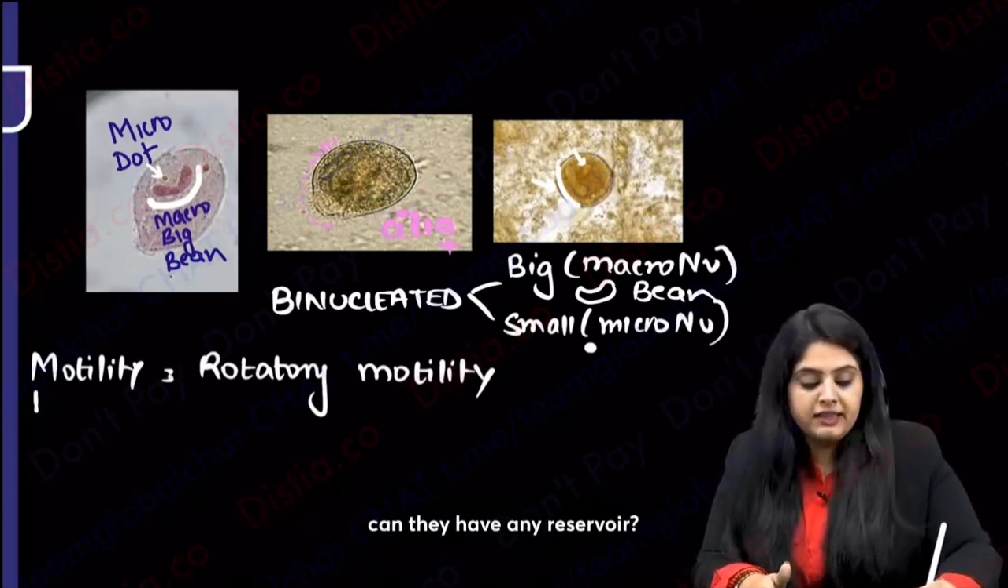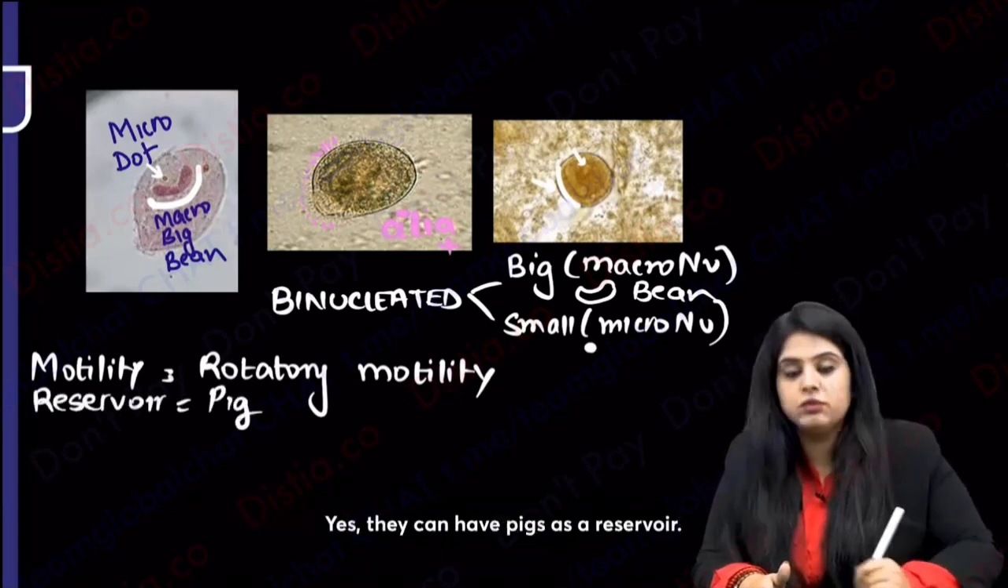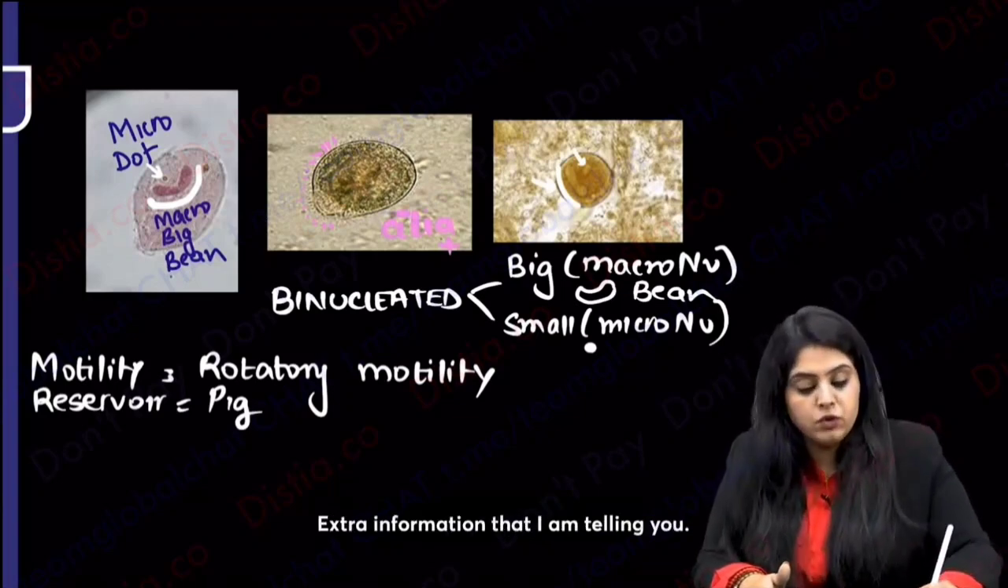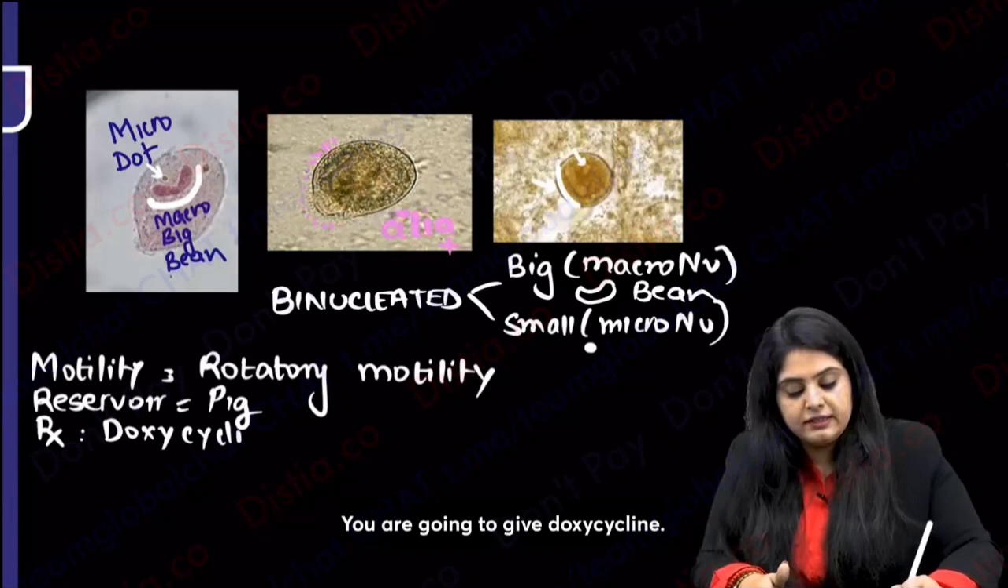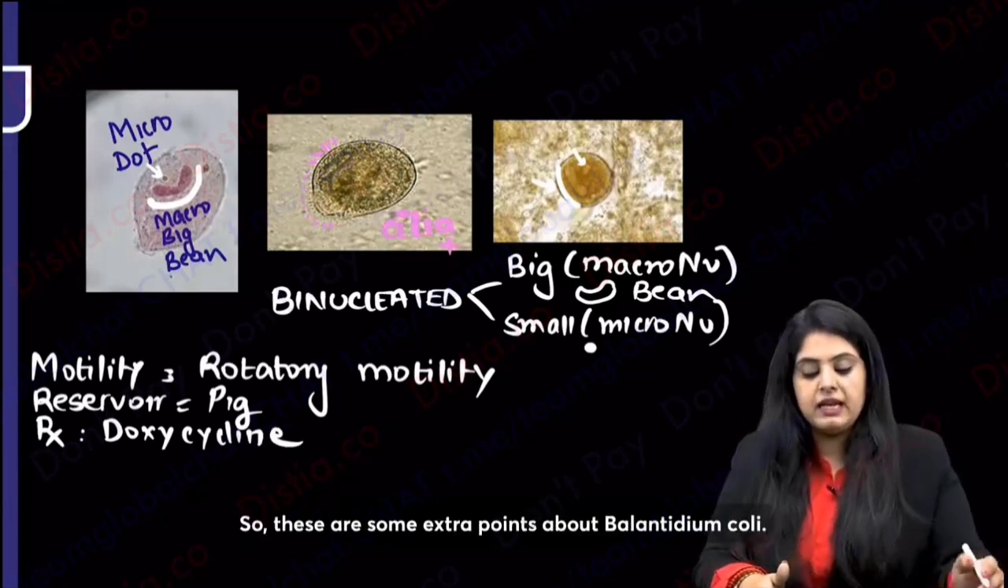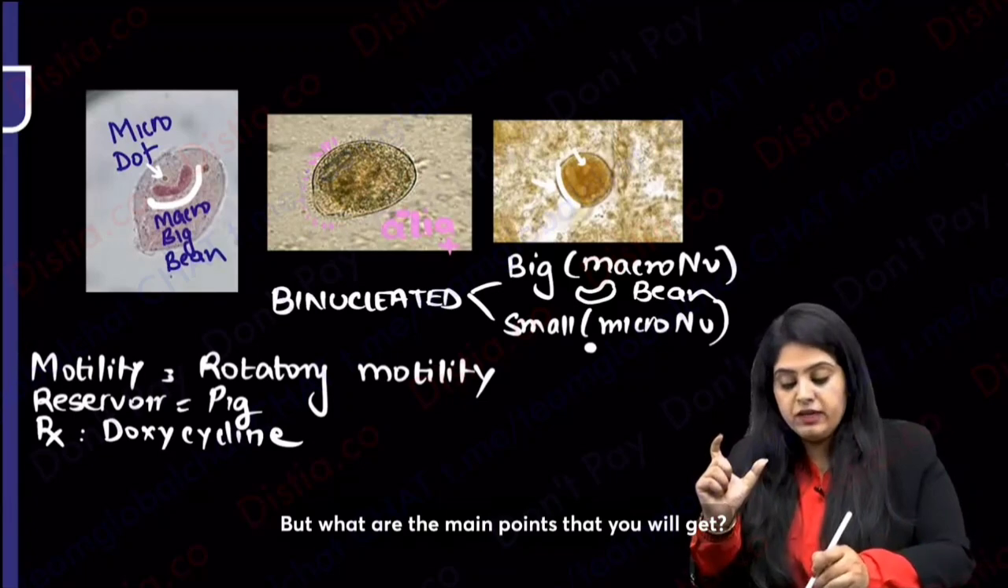Other than humans, can they have any reservoir? Yes, they can have pigs as a reservoir. Extra information that I'm telling you. And for the treatment, what are you going to give? You're going to give doxycycline. So these are some extra points about Balantidium coli. It's very unlikely to be asked. But what are the main points that you will get?